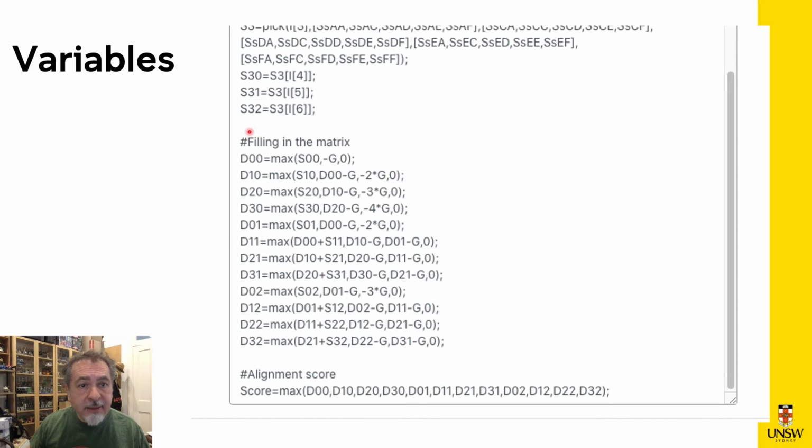As I scroll down the global variables section, I can also give the formulas to calculate the answers. So here I have the formulas to fill in the scoring matrix, and here I have the formula to calculate the alignment score.